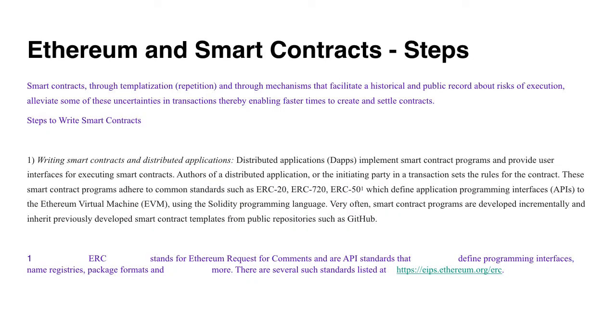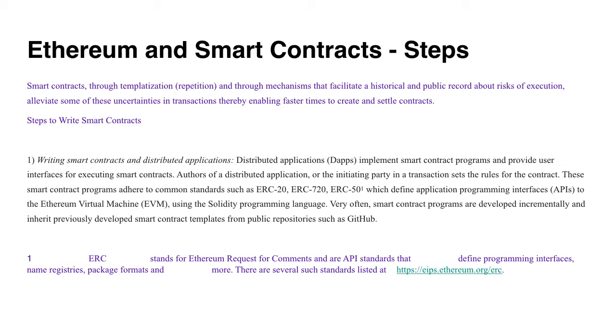Smart contracts, through templatization, repetition, and through mechanisms that facilitate historical and public records about risks of execution, alleviate some of these uncertainties in transactions, thereby enabling faster times to create and settle contracts. There are different steps to write smart contracts, which we will go through now.